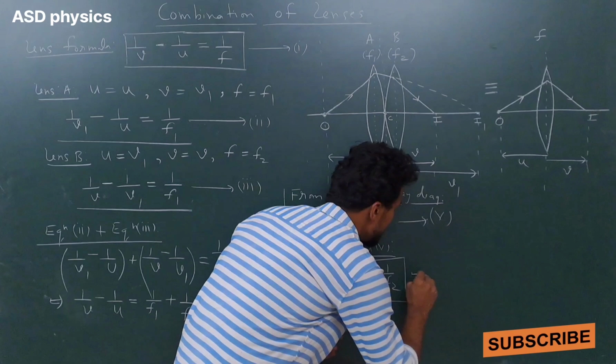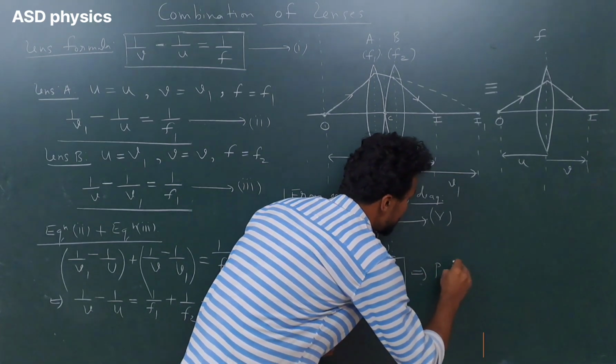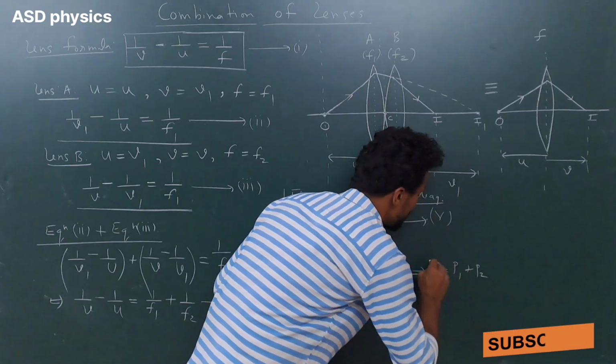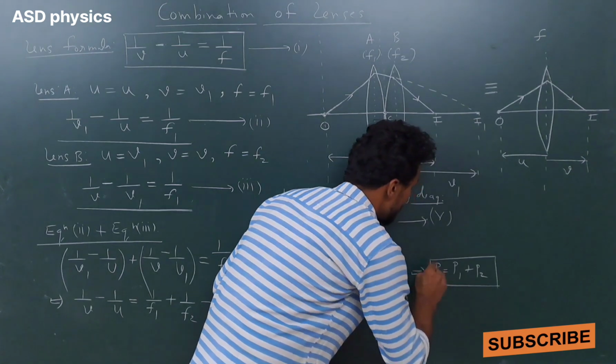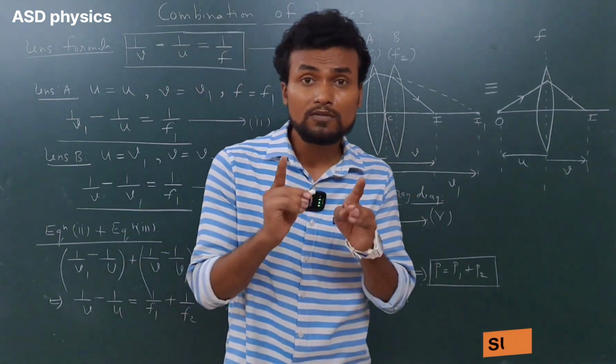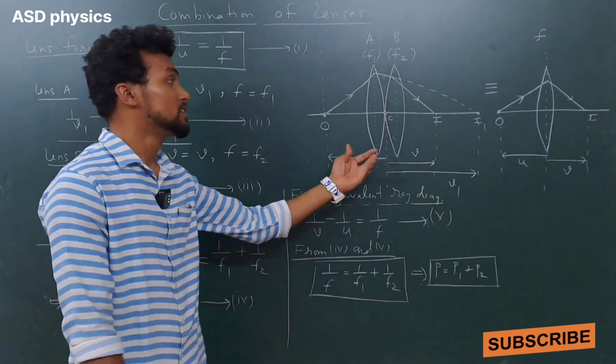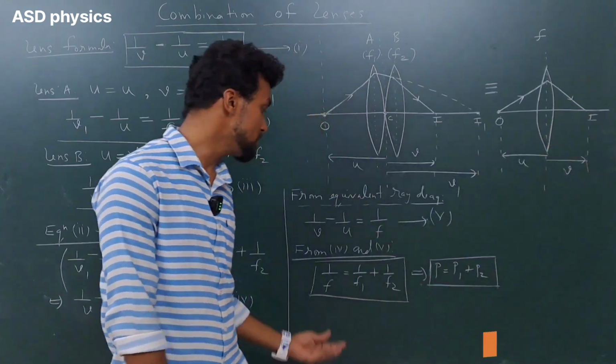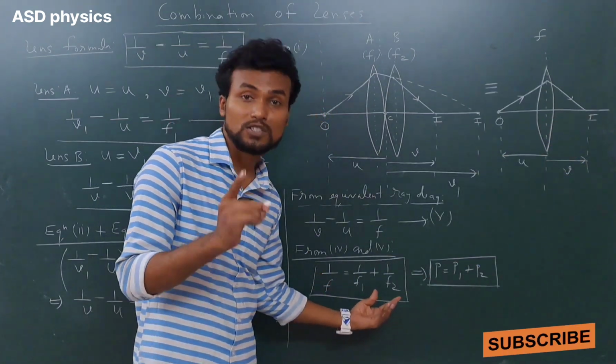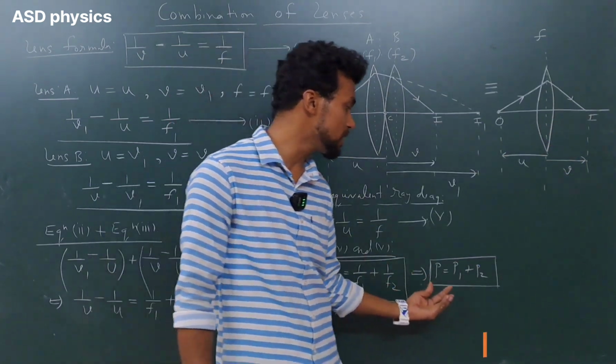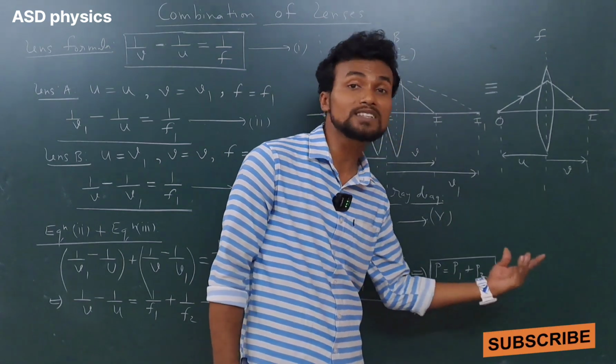Now if we write in terms of power, P equal to P1 plus P2, because power is P equal to 1 by F. Here we have done it for two lenses. Similarly, if we have three lenses, 1 by F equal to 1 by F1 plus 1 by F2 plus 1 by F3, and the power formula is P equal to P1 plus P2 plus P3.